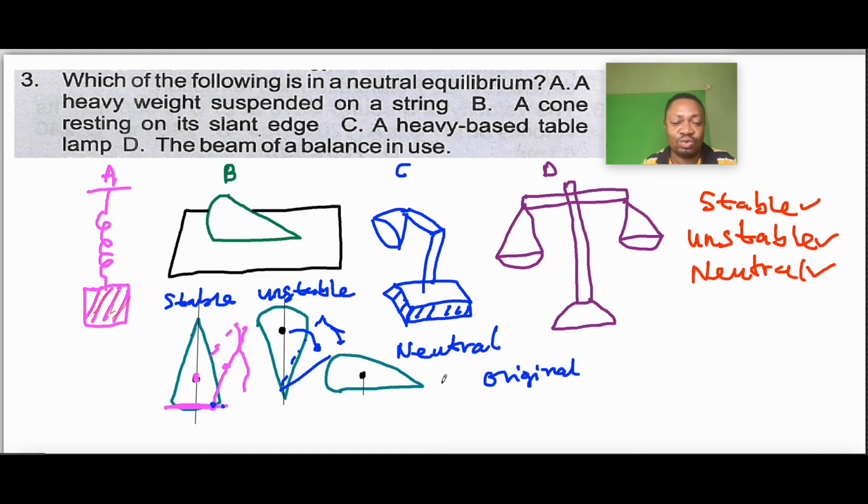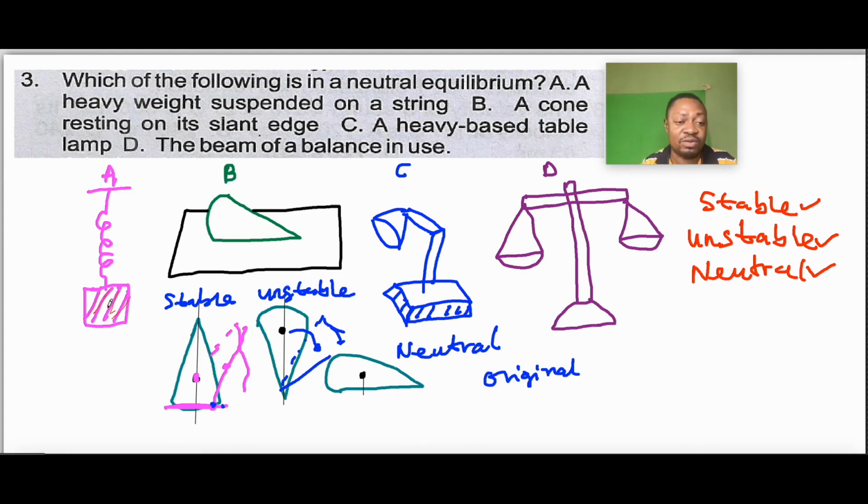So a cone resting on its side is in neutral equilibrium. If the cone is pushed slightly, its center of gravity is neither raised nor lowered, but it remains at the same height. So anytime you slightly push this, it will remain as it is.